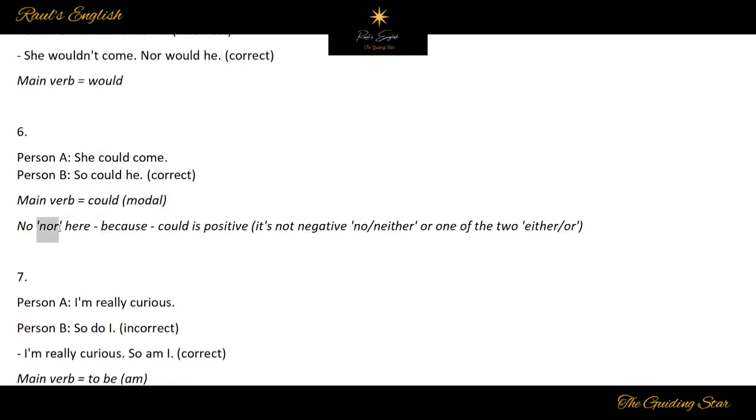So why don't we have "no" over here? We have "she could" and so "could he," because "could" is positive. In the other sentences, the first person, person A, was speaking in negative terms, right? It was a negation. But here it's "she could," so there's no indication of either negative, so it becomes "so could he." Both of them could come.